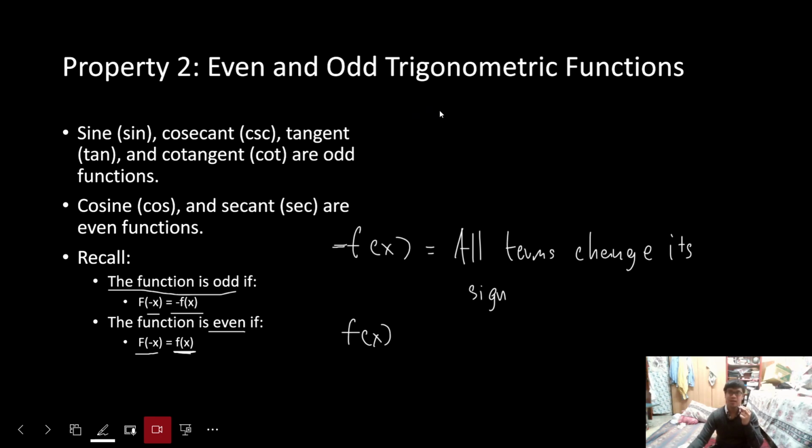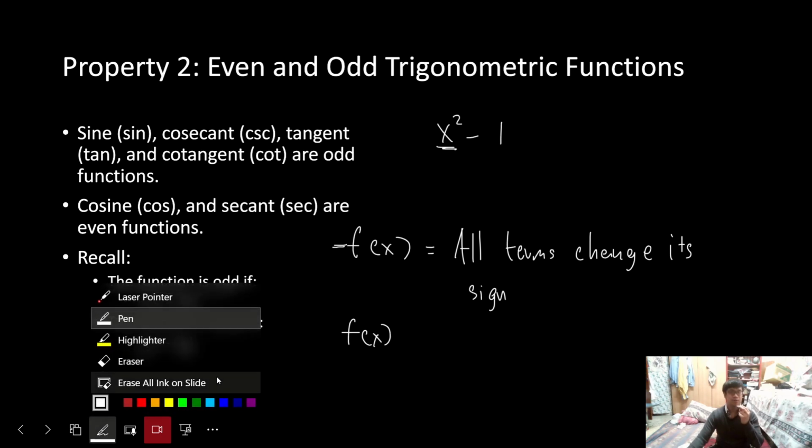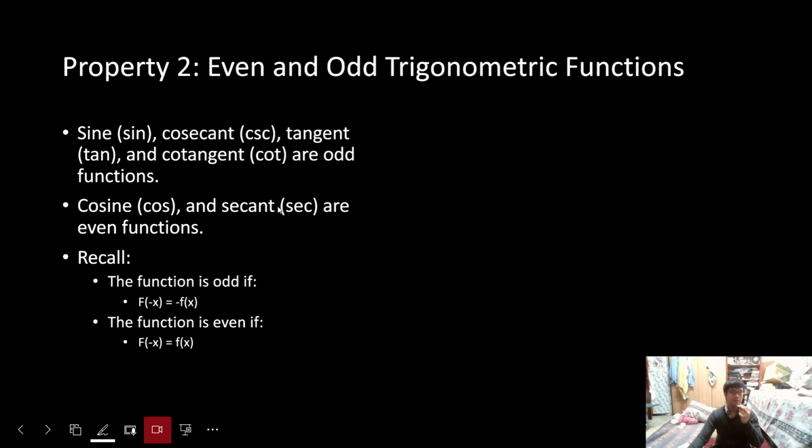I think that's x squared minus 1, right? If you substitute negative x here, the answer will still be x squared minus 1. So meaning, not all the terms change its sign. In fact, they all remain the same as its initial function. So with that, we can relate it here.